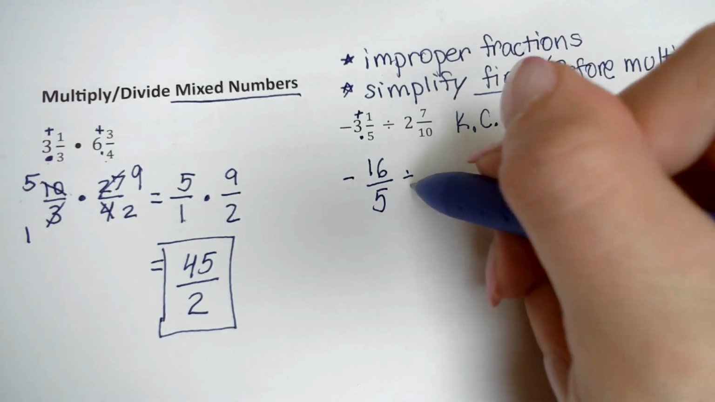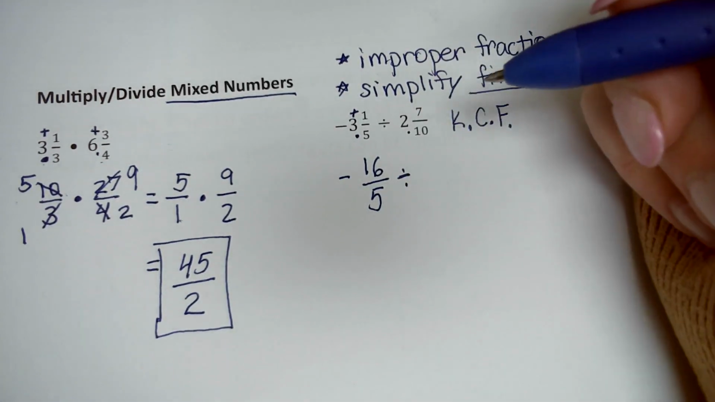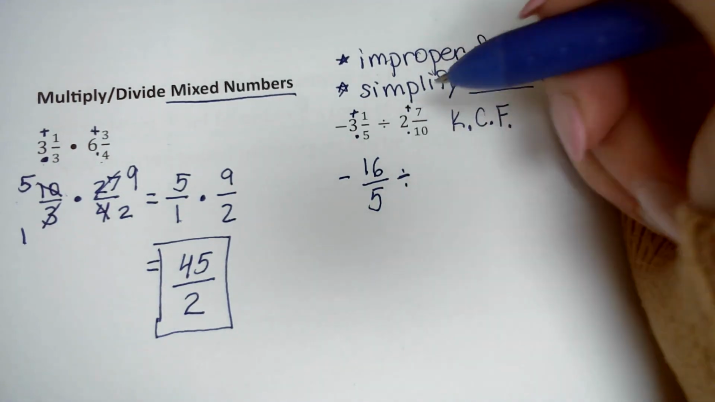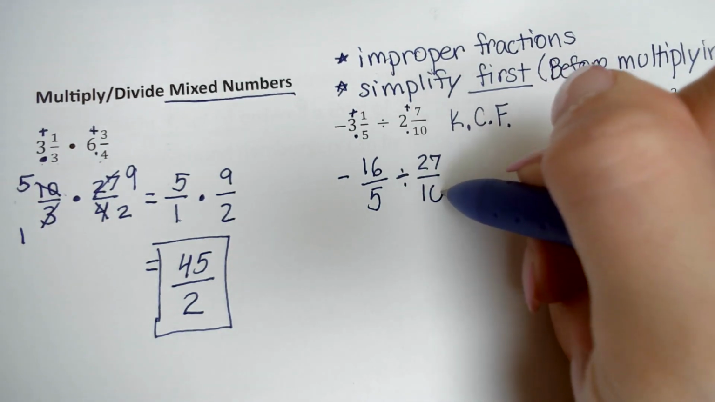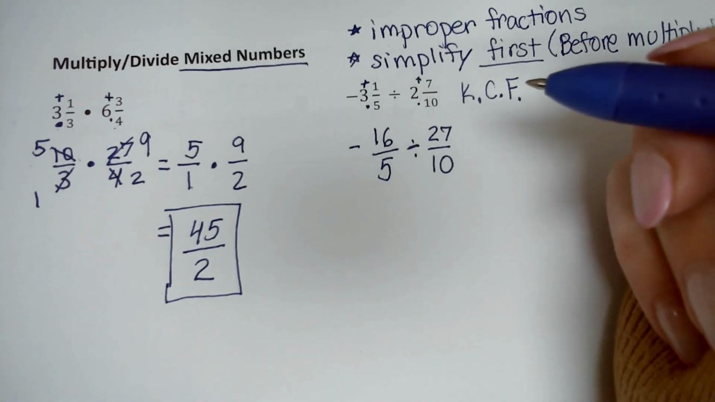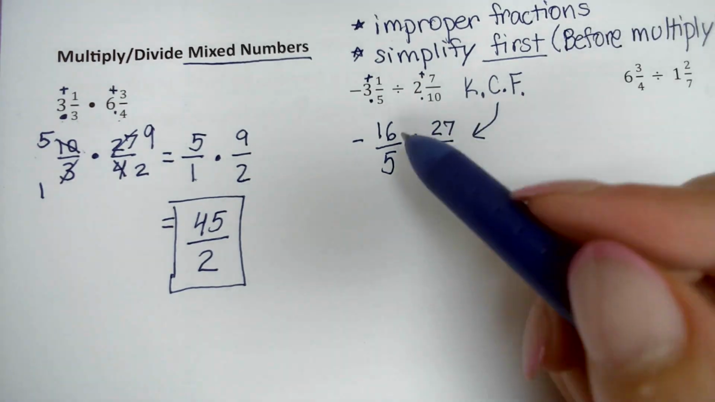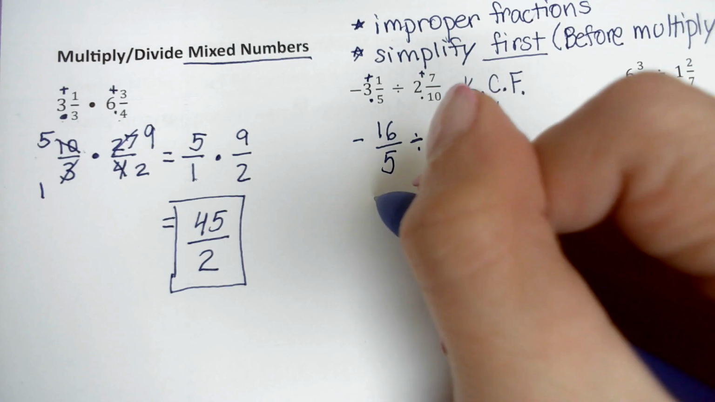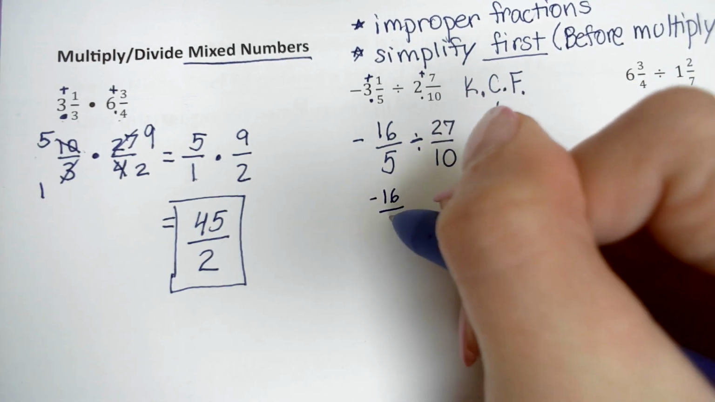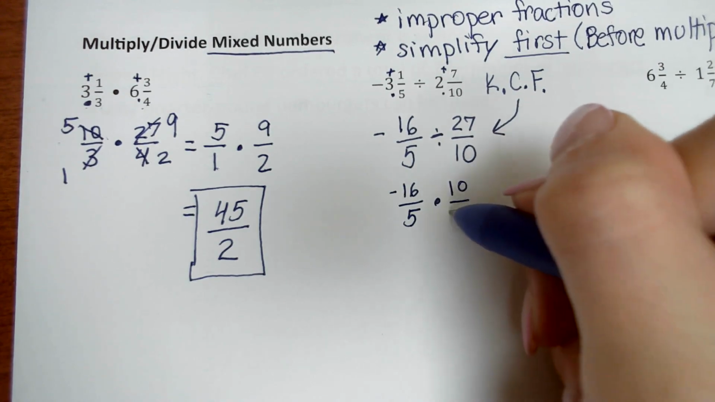Bring down the division because we haven't done our KCF yet. And then 2 times 10 is 20, plus 7 is 27 over 10. Now, we've rewritten our mixed numbers as improper fractions. Now we KCF, keep, change, flip. So that's negative 16 over 5 times 10 over 27.